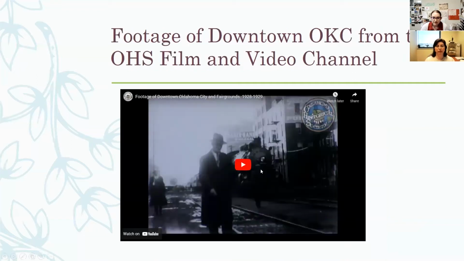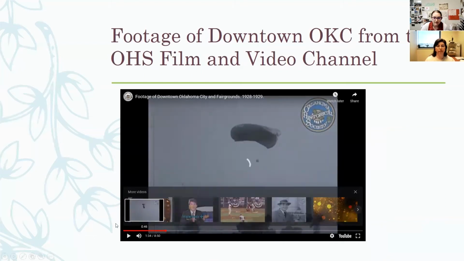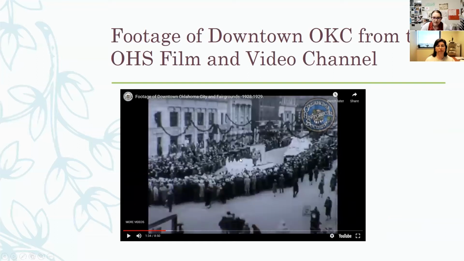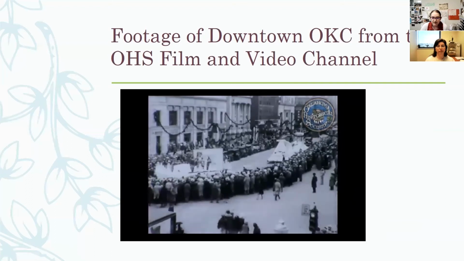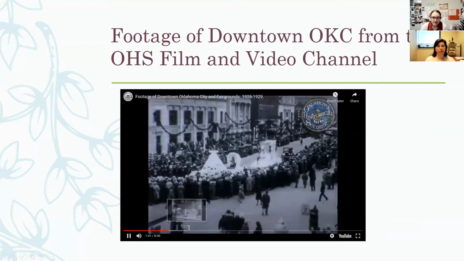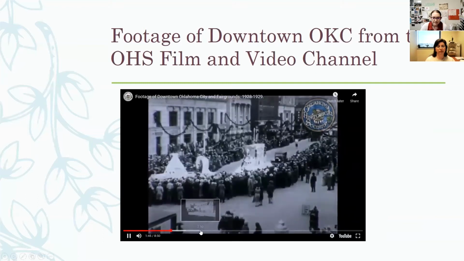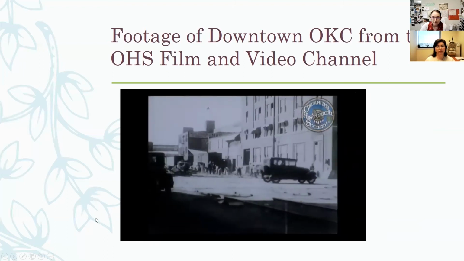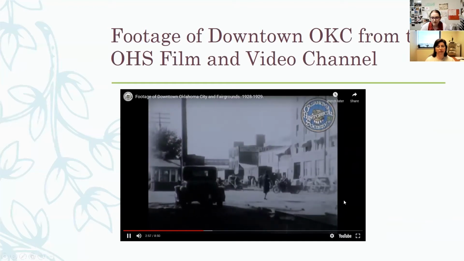And so now I thought I'd show you a little bit of a clip from our Oklahoma OHS film and video collection. And this is just footage of downtown Oklahoma City. So we've got things like a parade where you can see buildings in the background. And then there's some really good shots of just all sorts of buildings. You can see some construction going on here.